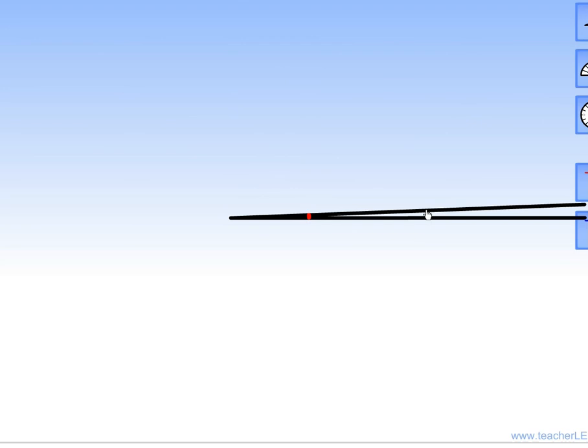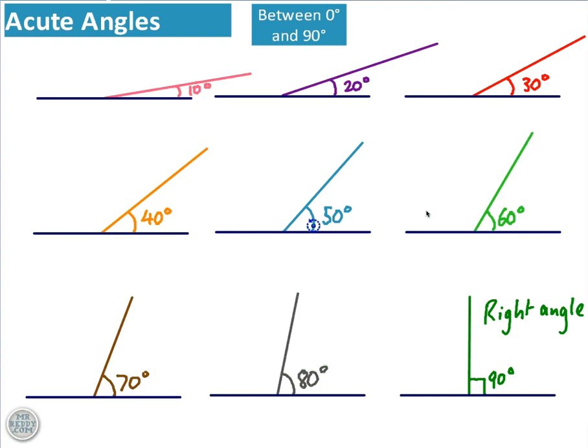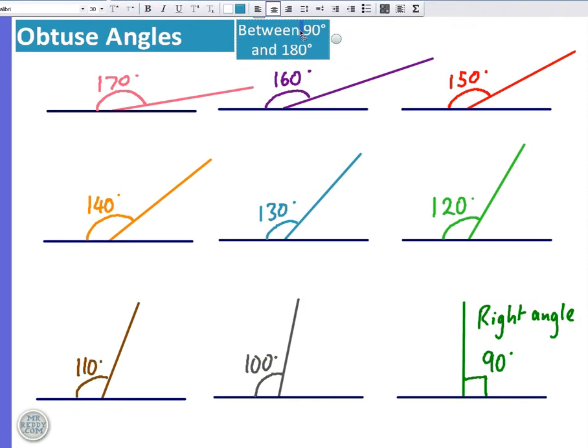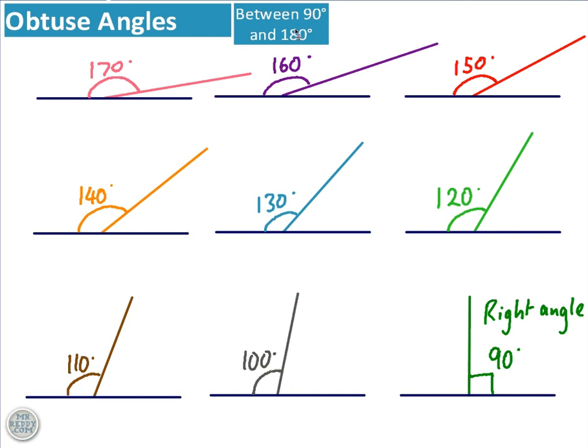Okay. Showing you the angles then in 10-degree increments. They look like this. 10 degrees, 20 degrees, 30 degrees, 40 degrees, 50, 60, 70, 80, and when you get to 90 degrees we call that a right angle. An obtuse angle measures between 90 and 180 degrees, and there they are in 10-degree increments, starting at 170, 160, 150, 140, 130, 120, 110, 100, 90 degrees, which we call a right angle. So that's not an obtuse angle.